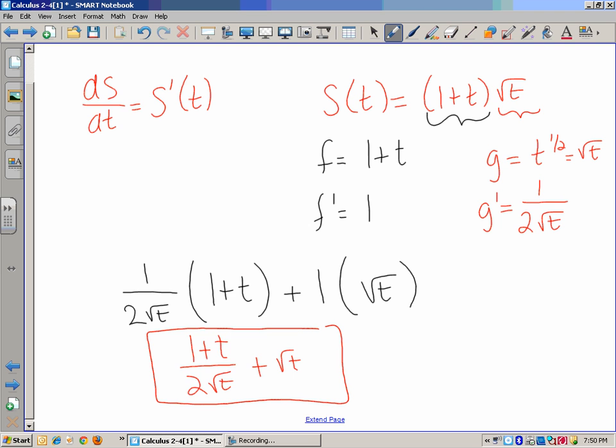We are not going to make you find a common denominator and do that. There's just no need for it. So we're going to go ahead and leave it like that. And remember, this is s prime. Okay, that's s prime. That's what we're looking for.